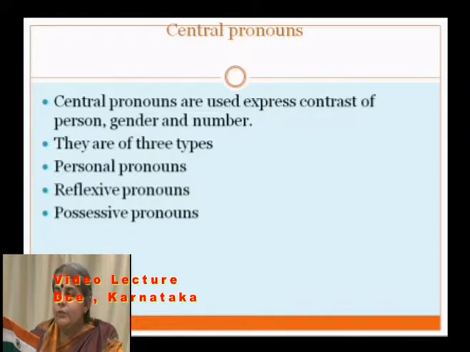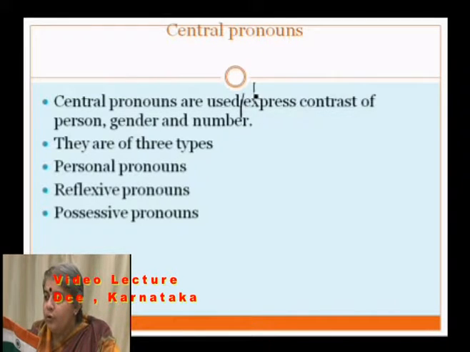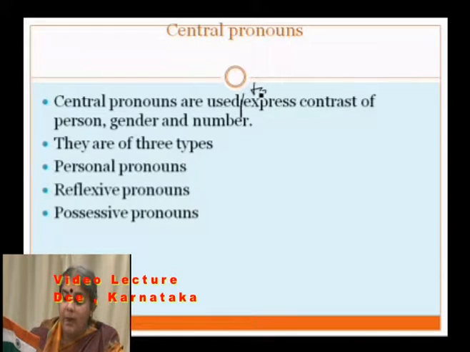First, let us look into central pronouns. Central pronouns are used to express contrast of person, gender and number. How are they used? They are used to express contrast of person, gender and number. They are of three types: personal pronouns, reflexive pronouns and possessive pronouns. We shall study one by one.